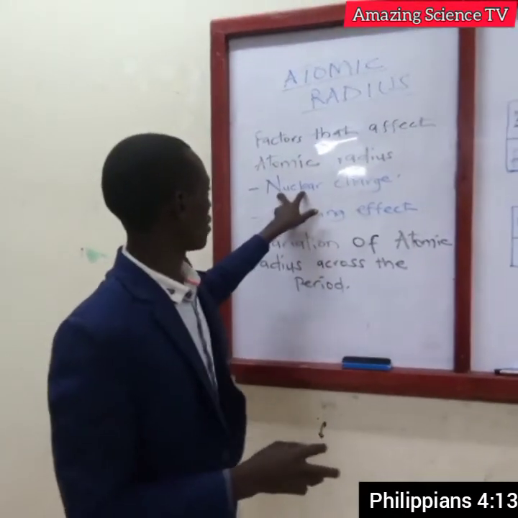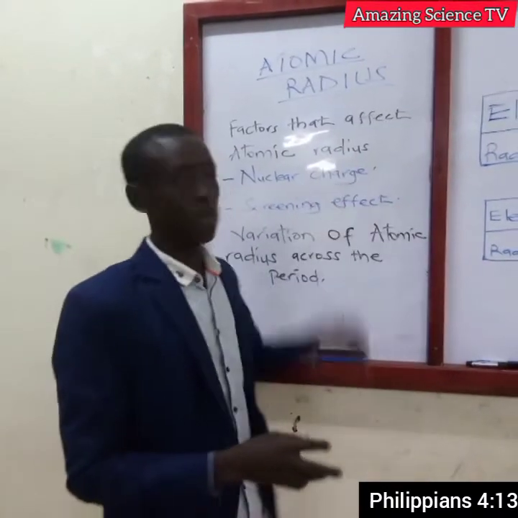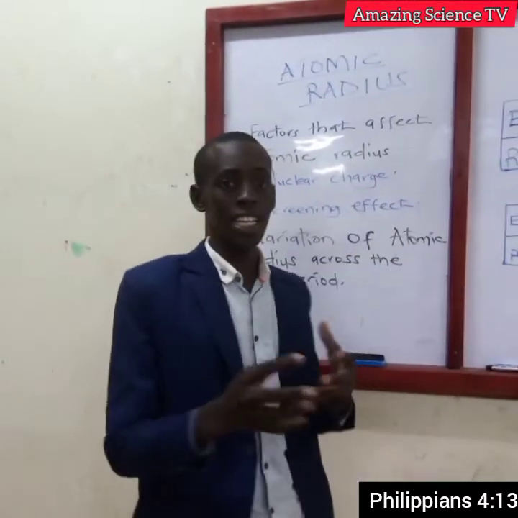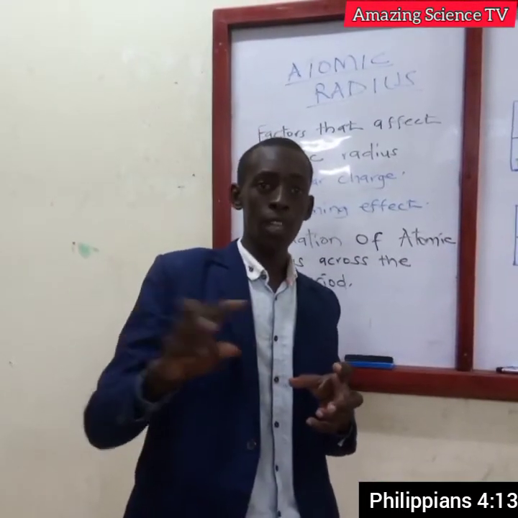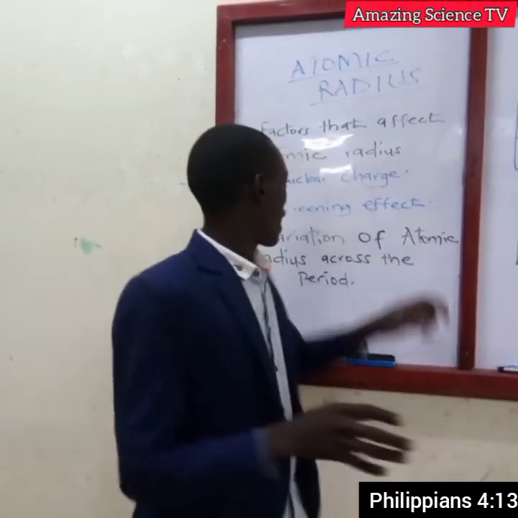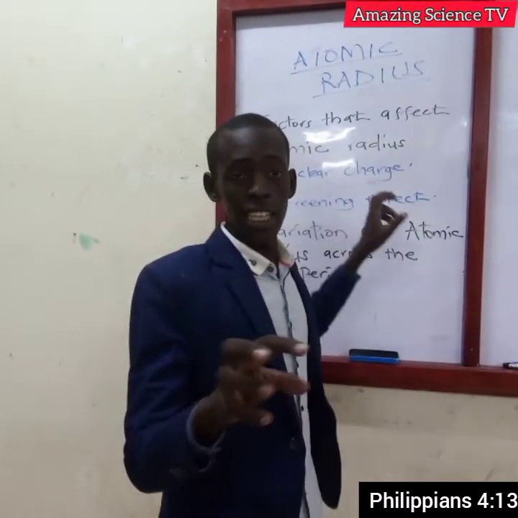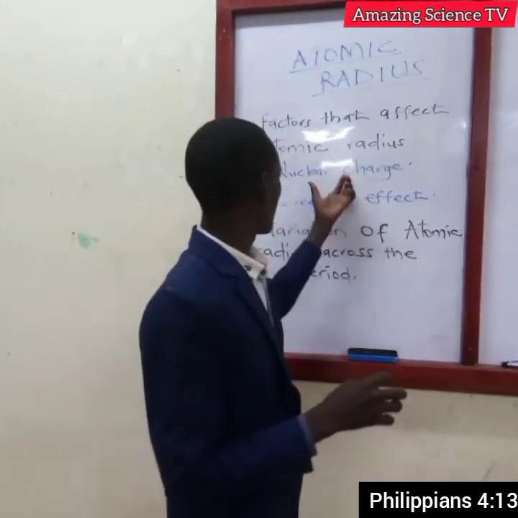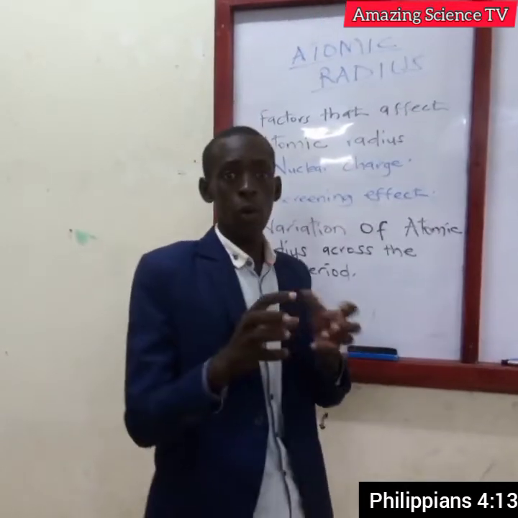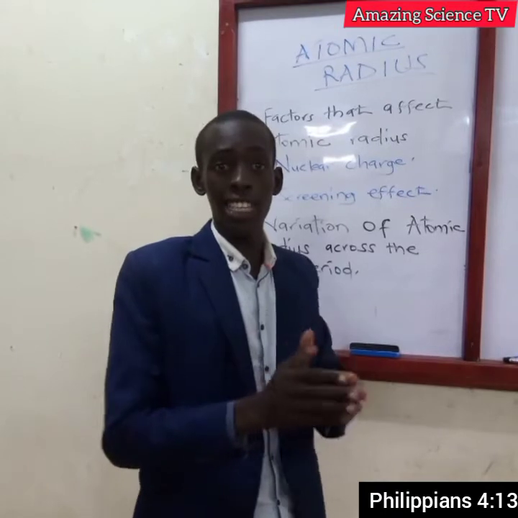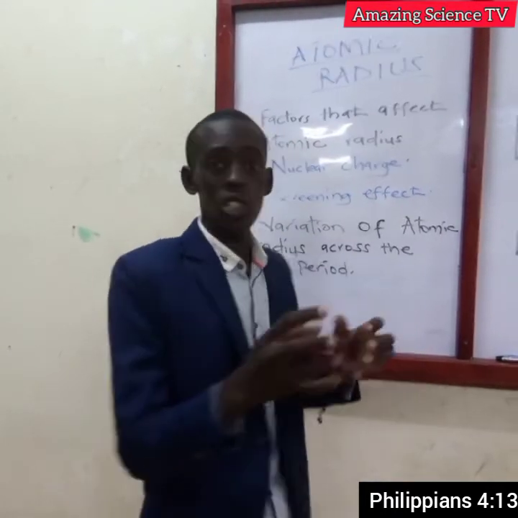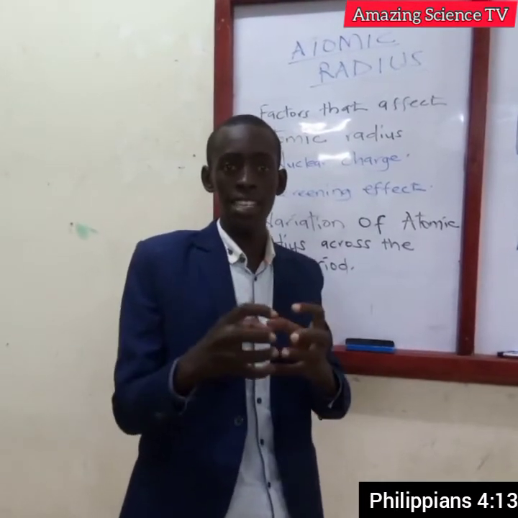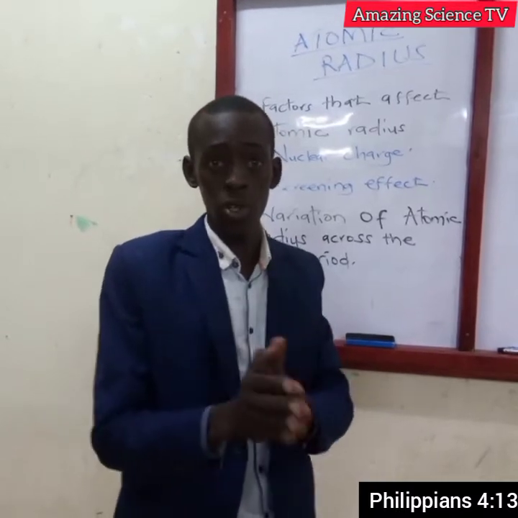So how does the nuclear charge affect atomic radius? Nuclear charge, we have said, is the attraction of the nucleus for the outermost electrons. So the greater the nuclear charge, the smaller the atom, or the smaller the atomic radius. When the nuclear charge is high, the electrons in the outermost shells will be attracted more to the nucleus, and in so doing they reduce the size of the atom, and so the atomic radius also decreases.